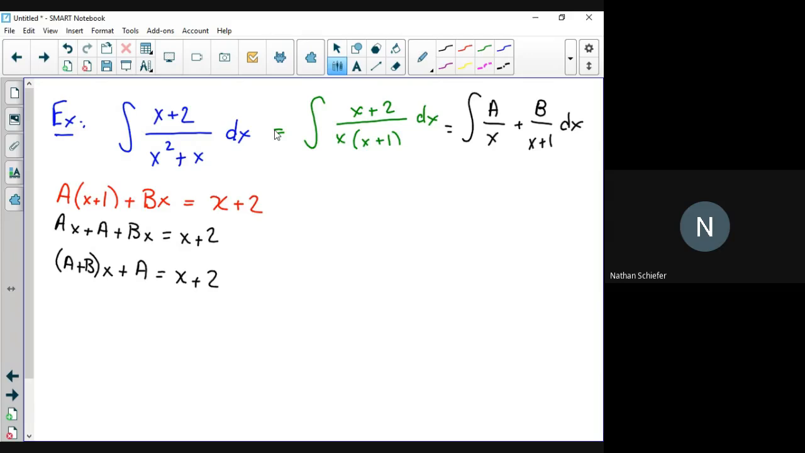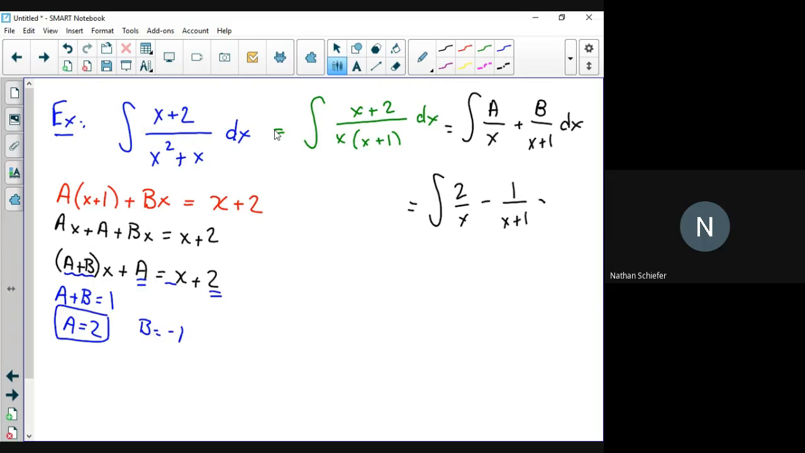That leads us to a situation where we know two things. A plus b equals the coefficient over here, which is 1. We also know the constant has to equal the constant, so we also know a is 2 directly. We know that. So if a is 2, 2 plus b equals 1, so b is negative 1. So now my integral becomes the integral of 2 over x minus 1 over x plus 1 dx.